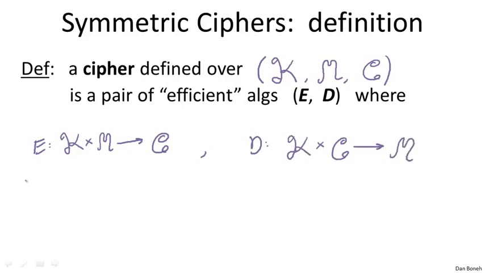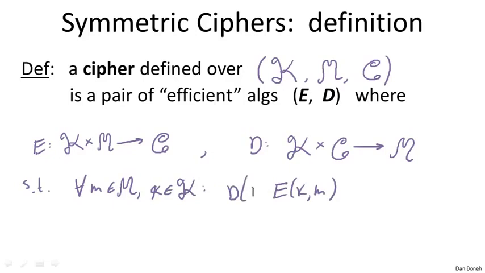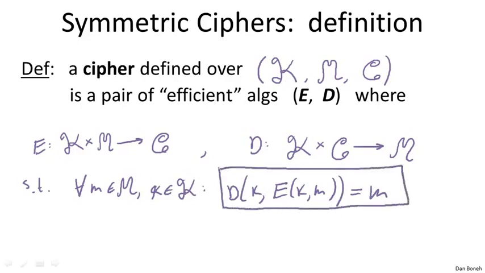And the only requirement is that these algorithms are consistent. They satisfy what's called a correctness property. So for every message in the message space and every key in the key space, it had better be the case that if I encrypt the message with the key k, and then I decrypt using the same key k, I get back the original message that I started with. So this equation here is what's called the consistency equation, and every cipher has to satisfy it in order to be a cipher. Otherwise, it's not possible to decrypt.